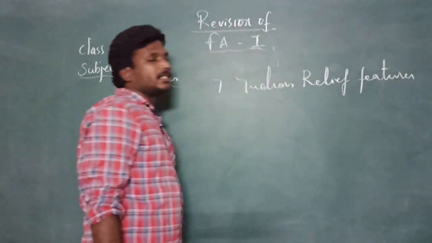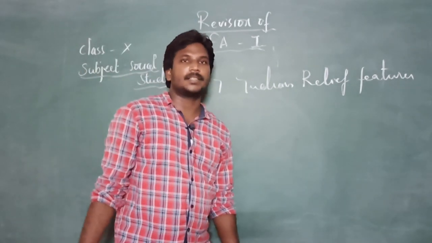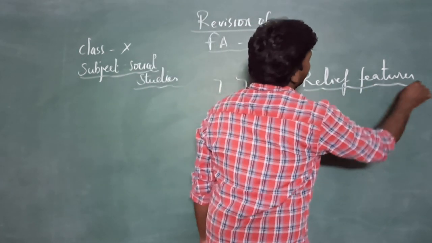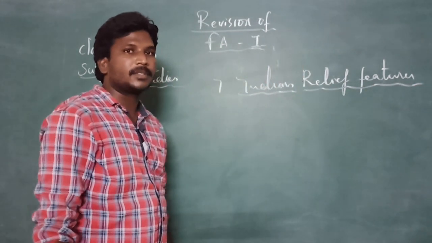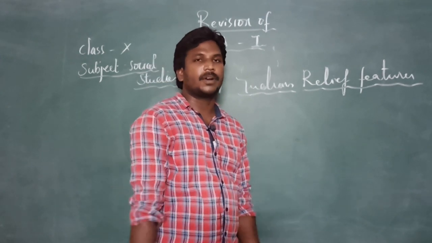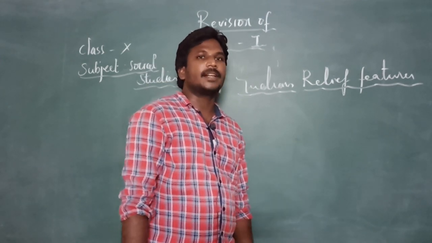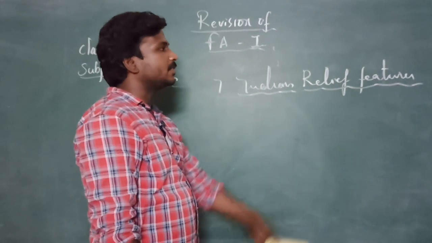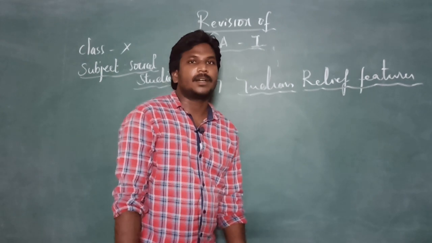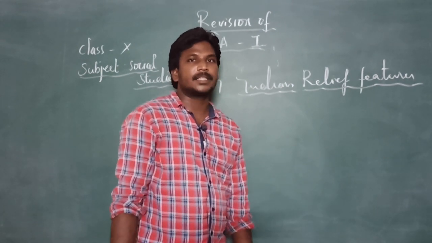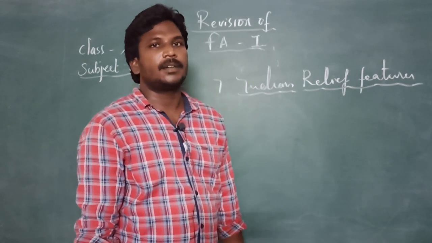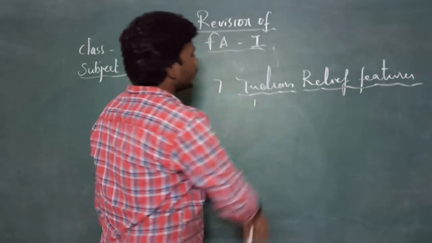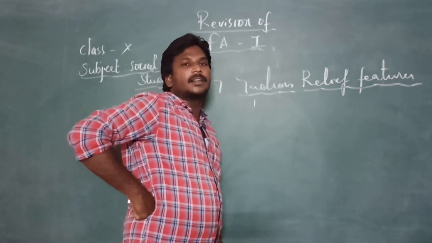In this revision part, I just want to give you some explanation about this, as we have completed it. What are the main concepts? Once we recapitulate all the points, we'll go to the other part, the history topic. Let me explain about the Indian relief features, meaning the physical features. It has an old meaning and a new name. So, landmass.